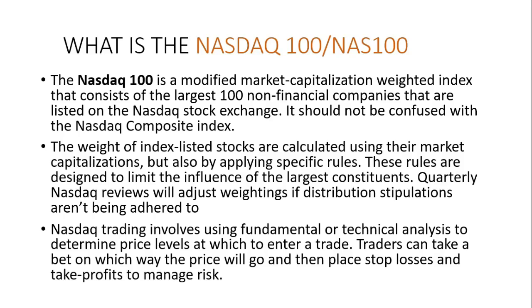And the NAS100 should not be confused with the Nasdaq Composite. The Nasdaq Composite is a different index from the Nasdaq 100. They are both indexes found on the Nasdaq Stock Exchange. The weight of index-listed stocks is calculated using their market capitalization, but also by applying specific rules. These rules are designed to limit the influence of the largest constituents. Quarterly Nasdaq reviews will adjust weightings if distribution stipulations aren't being adhered to.